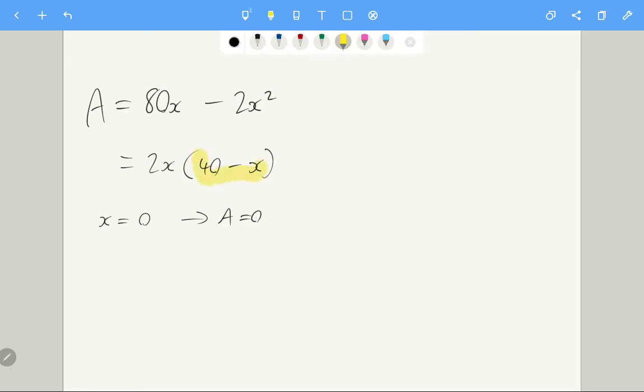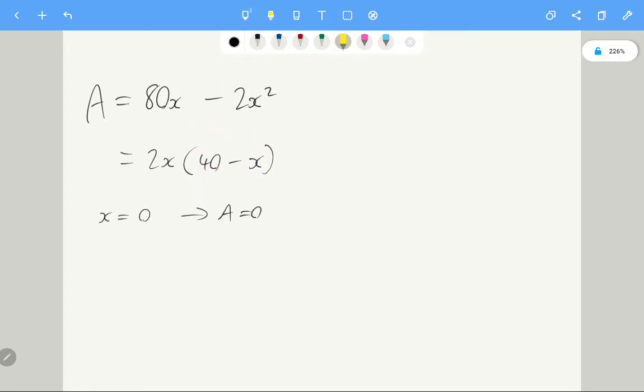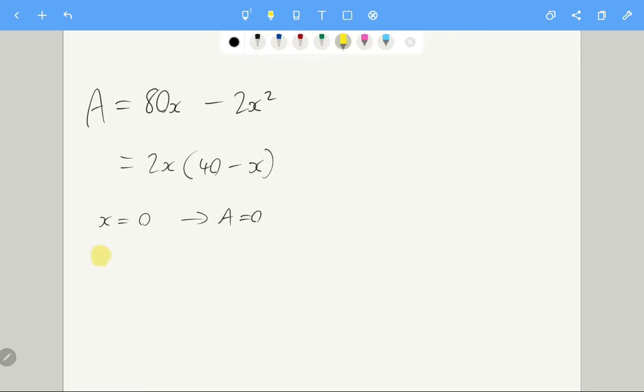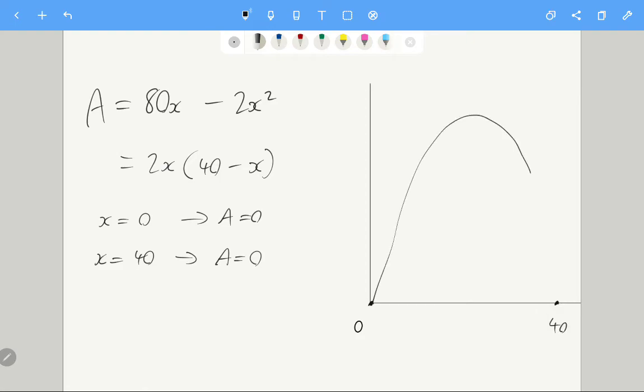Well, the other extremity hides in here. What happens if x is equal to 40? Well, 40 minus x will also give us 0. So that's no good either. In fact, this is a parabola, which makes a lot of sense being that we have the polynomial order 2, but it's got two roots, one at 0 and one at 40. And it is a parabolic shape, which means that that maximum we found earlier is certainly going to be the maximum of the function.